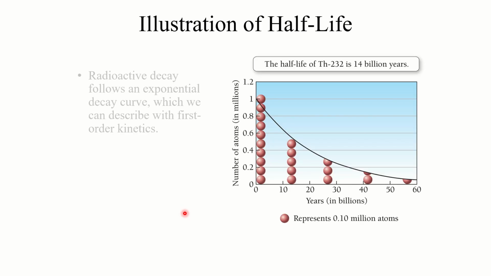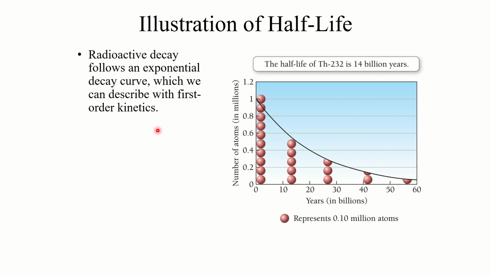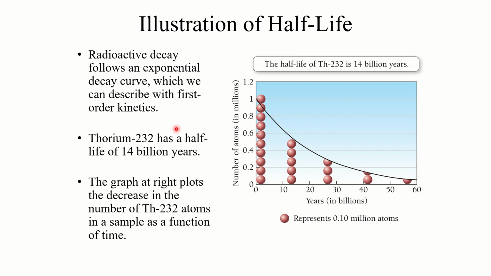It's important to note, however, that radioactive decay follows an exponential decay curve, which we can describe with first order kinetics. So we talked about this a little bit when we learned about kinetics back in Unit 2. Remember that all radioactive decay is always described with first order kinetics. All right, so this figure on the right here is showing the decrease in the number of thorium atoms in a sample as a function of time.